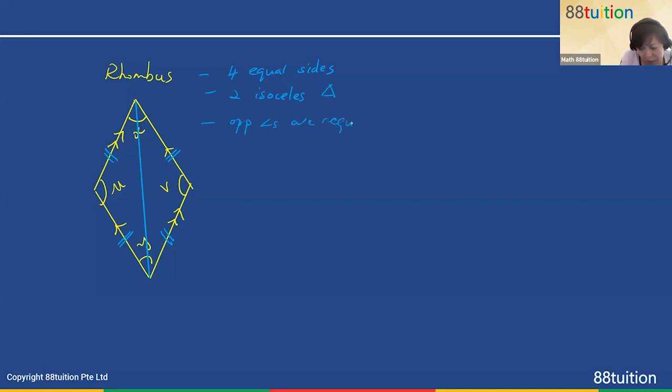What are called opposite angles? The corner ones, they stream across that one. Okay, for example, let's see. Angle X must be equal to angle Y. Angle U must be equal to angle V. Okay, so these are equal because of the properties of that rhombus.